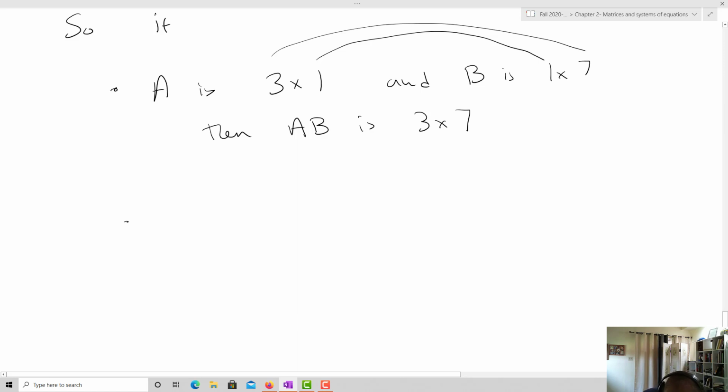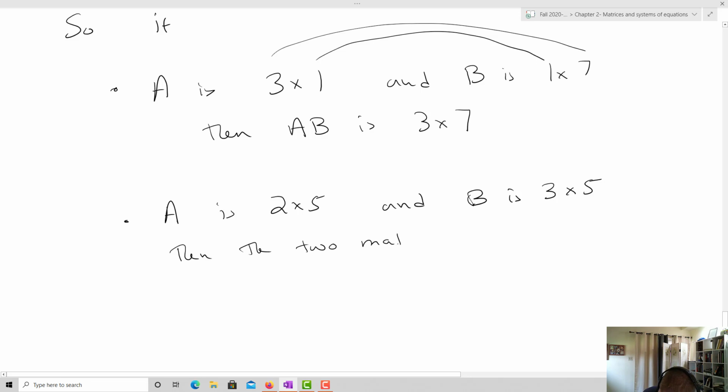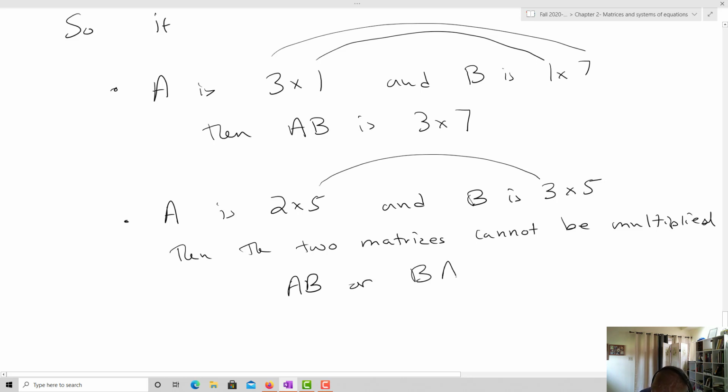Okay, that's one. Let's say, for example, A is now 2 by 5, and B is 3 by 5. Then the two matrices cannot be multiplied together, AB, because if you notice, those two are not the same, or BA even. If we went the opposite way, we couldn't do that either, because you'd end up going 3 by 5 times 2 by 5, and we'd still not have the inside values be exactly the same.